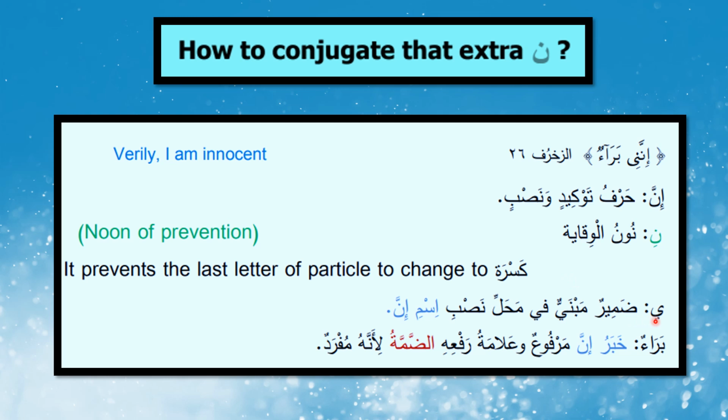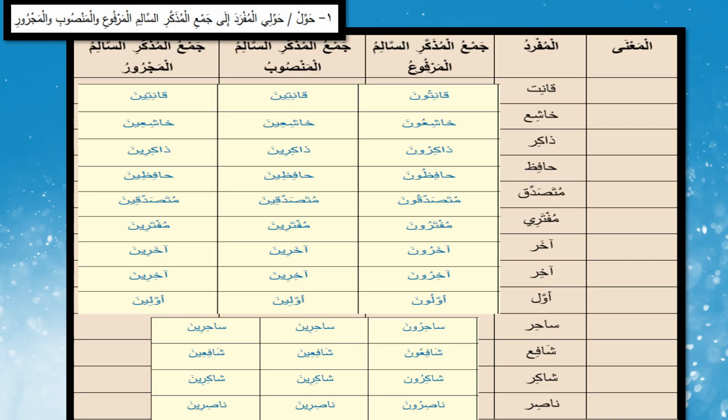Now, the ya mutakallim has come. Damirun mabniyun fi mahall nasb ism inna. And bara'un is khabar inna marfu'un wa alamatu rafihi damma li'annahu mufrad. It's the simple conjugation. Let's do the exercises.